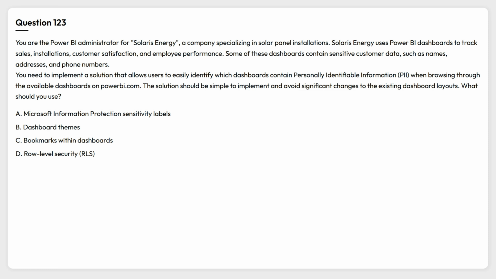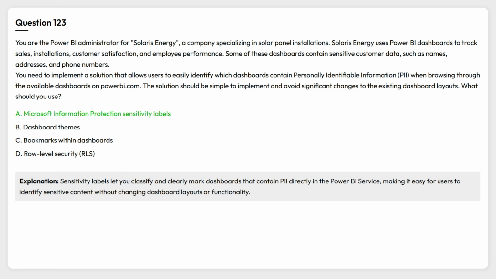Option A, Microsoft Information Protection Sensitivity Labels. Option B, Dashboard Themes. Option C, Bookmarks with Dashboards. Option D, Row Level Security, RLS. The correct answer is Option A, Microsoft Information Protection Sensitivity Labels.